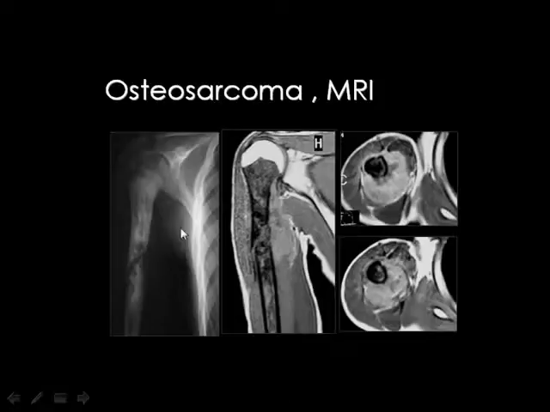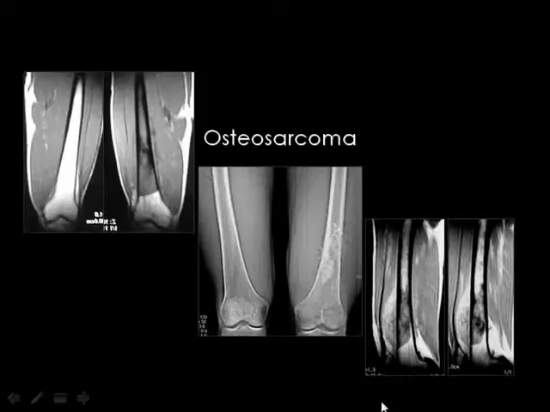Then this is an osteosarcoma of the humerus. You see the sclerotic reaction, you see the pathological fracture, and in MRI you see the bone marrow infiltration by the tumor and the extraosseous soft tissue component, which can be easily seen in the axial images. They usually say that the extraosseous soft tissue component is eccentric in cases of osteosarcoma and circumferential in cases of Ewing sarcoma. This is not a solid rule.